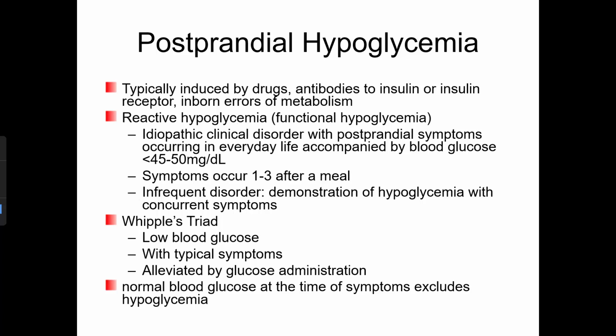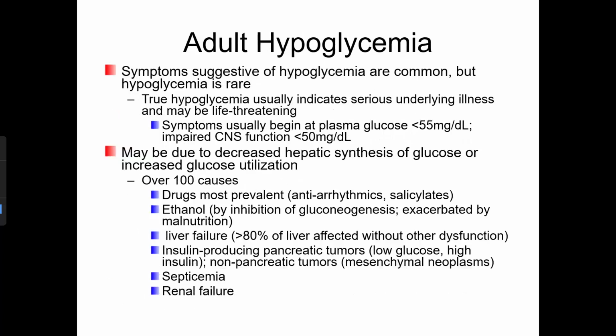Whipple's triad is defined by low blood glucose with typical symptoms alleviated by glucose administration. Normal blood glucose at the time of symptoms excludes the possibility of it being hypoglycemia. These values of blood glucose that I've been mentioning are going to be important not only for this class but also the qualifying exam. So you should make note, like, when do we have impaired CNS function? When do we start to see symptoms associated with hypoglycemia?